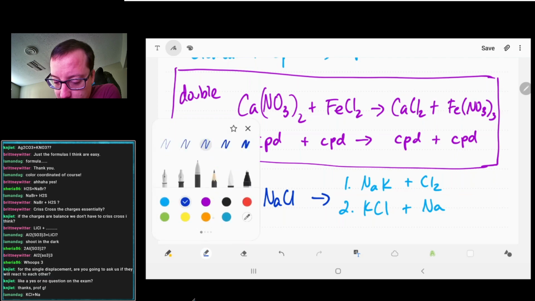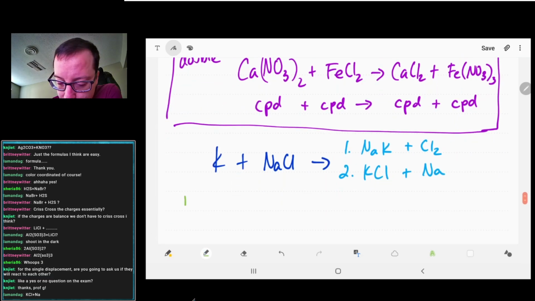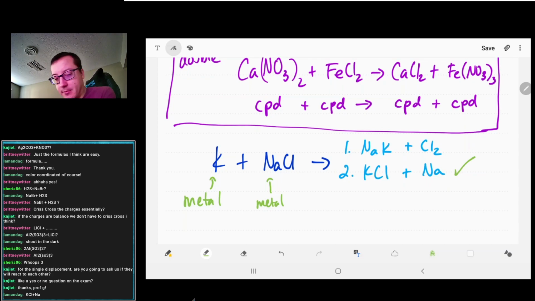Because you'd want to look at your element that's by itself. That's a metal, right? Metals don't form ionic compounds with other metals. Not going to happen. So we're going to actually kick out the metal, therefore. So basically you're just going to swap the metals. You're going to leave your anion alone, and that's the end here. So this is going to be our preferred one. We're going to use a metal to kick out a metal.